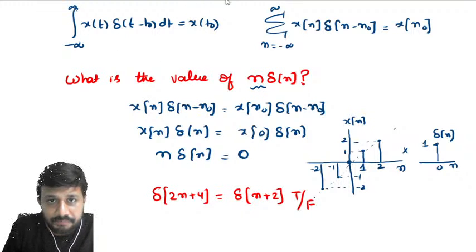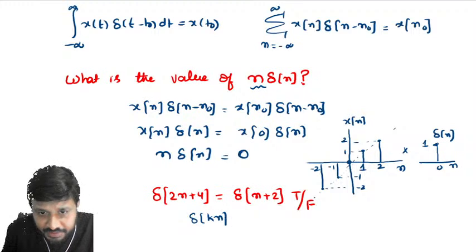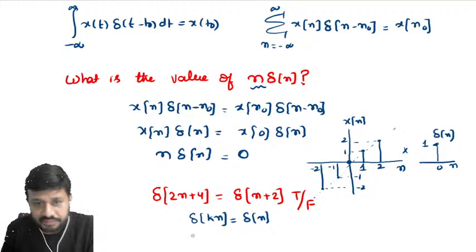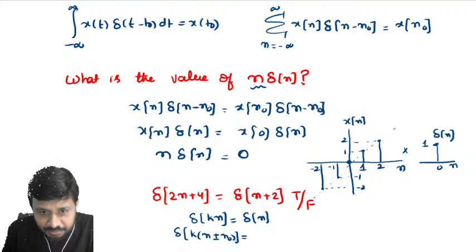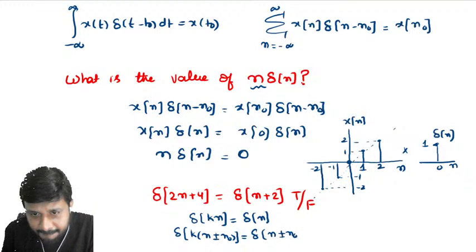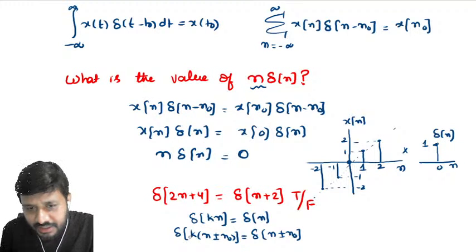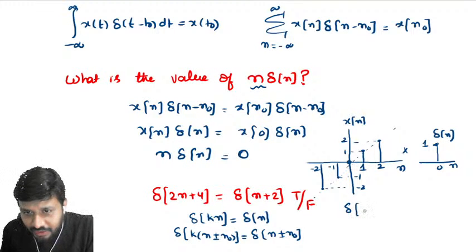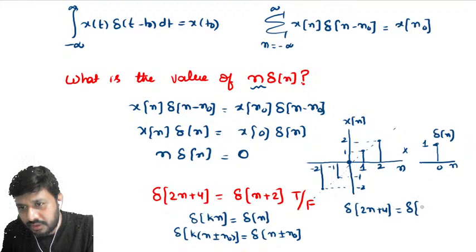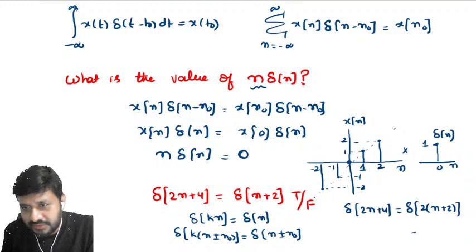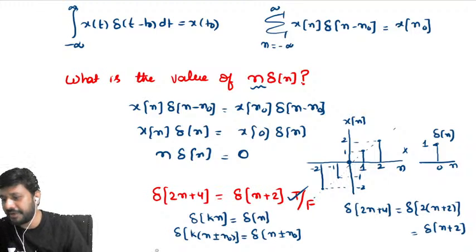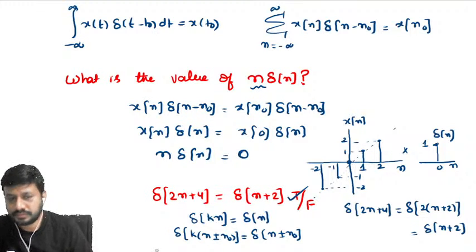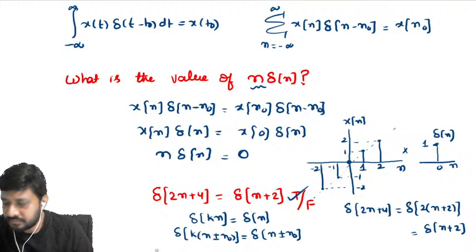See, I gave you one property, del of kn. Del of kn is del of n. So if I replace this k with n plus or minus n naught, the same thing holds on the right hand side also. This scaling factor k does not have any significance, so we discard it. Now how can I write del of 2n plus 4? I can write it as del of 2 times n plus 2. What is the scaling factor here? 2. This does not have any significance, so it is del of n plus 2. So it is true. Chinna, verify.